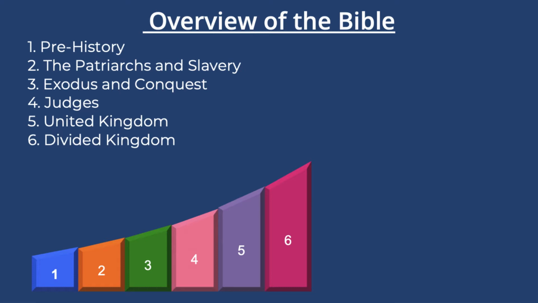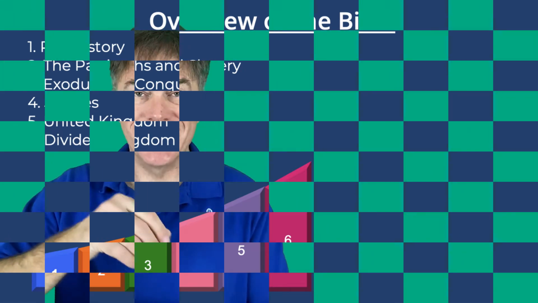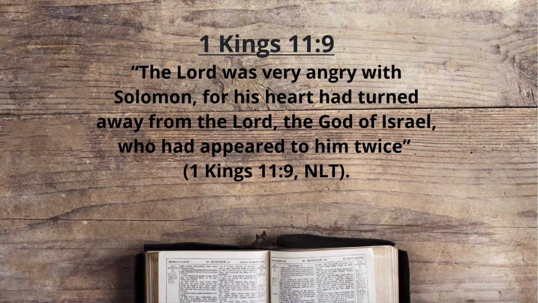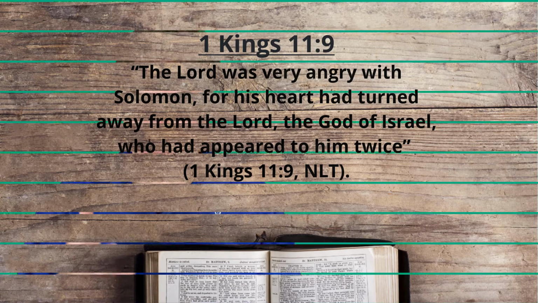So the united kingdom of the previous block did not remain united. They actually divided, and that was very unfortunate. And the big culprit was Solomon. And we read about that in 1 Kings 11 verse 9. It says, "The Lord was very angry with Solomon, for his heart had turned away from the Lord, the God of Israel, who had appeared to him twice."